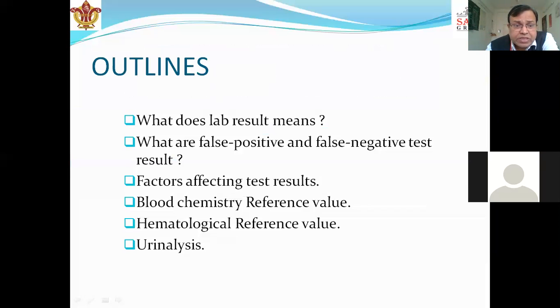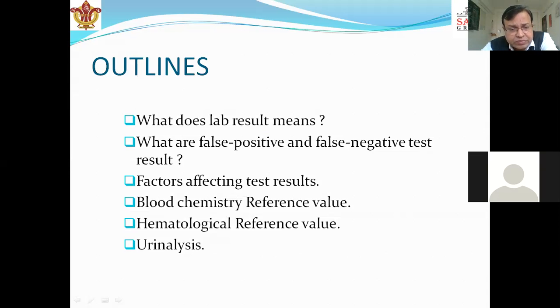What does the lab result mean? What are the false positive or false negative test results? Factors affecting the test results: blood chemistry, its reference value, hematological reference value, and urine analysis. Today I cover only these three. In the next class I will cover the kidney function test, liver function test, and other pathological reports.